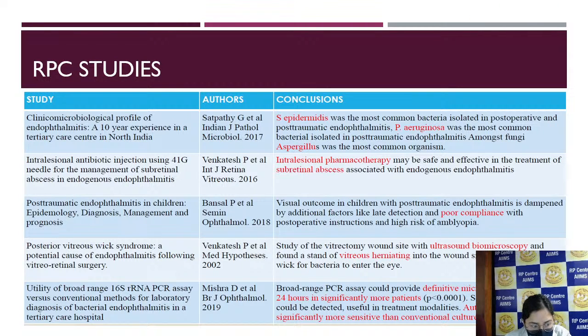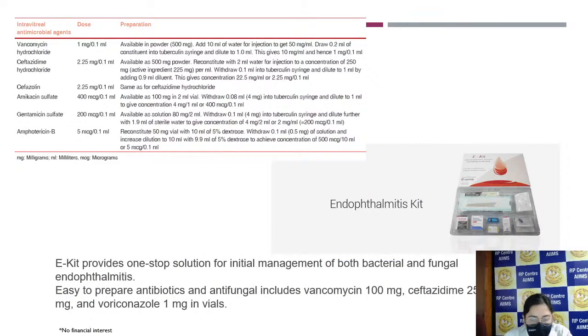Another study shows posterior vitreous wick syndrome. So what they had done was ultrasound biomicroscopy and found a strand of vitreous herniating into the wound, acting as a potential wick for bacteria to enter the eye.